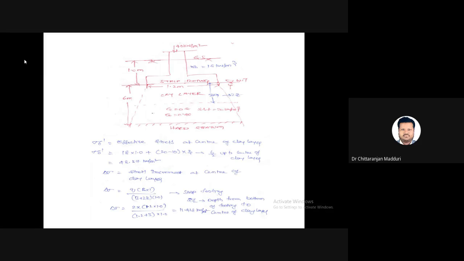So here Z means depth from the bottom of the footing to the center of the clay layer. That means 6 meters thickness of the layer from the bottom of the footing, so the center of the clay layer means 6 by 2, 3 meters. So here Z equal to 3 meters. So Q into width of the footing at top equal to 1.2 meters into 1 meter length divided by 1.2 plus 3 into 1.0. So delta sigma equal to 11.428 kN per meter square at the center of the clay layer.